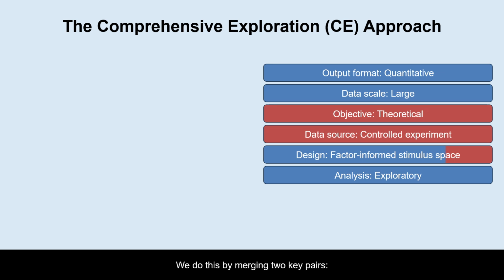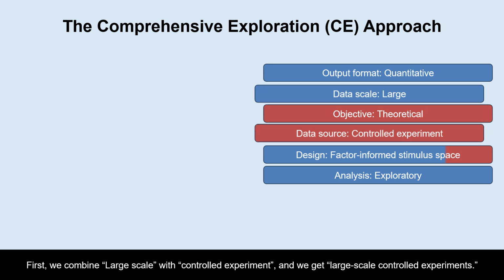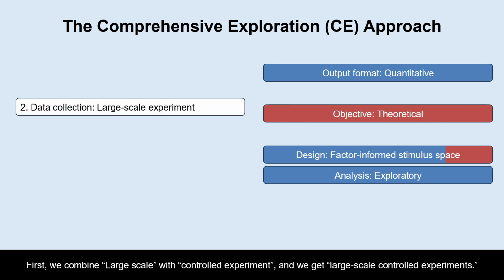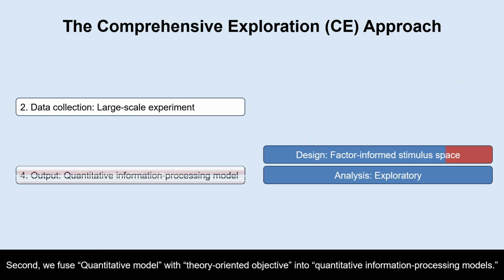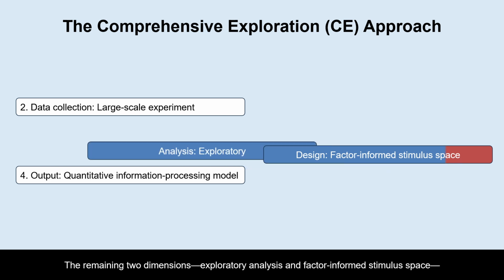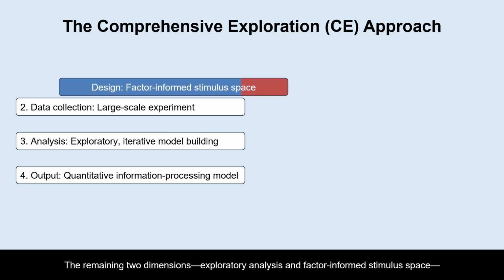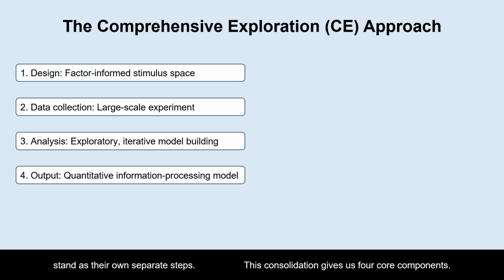We do this by merging 2 key pairs. First, we combine large-scale with controlled experiment, and we get large-scale controlled experiments. Second, we fuse quantitative model with theory-oriented objective into quantitative information processing models. The remaining 2 dimensions, exploratory analysis and factor-informed stimulus space, stand as their own separate steps. This consolidation gives us 4 core components.